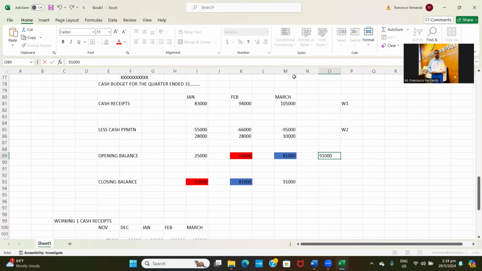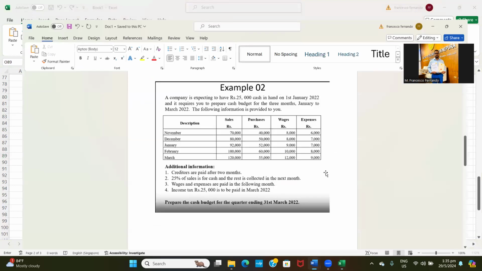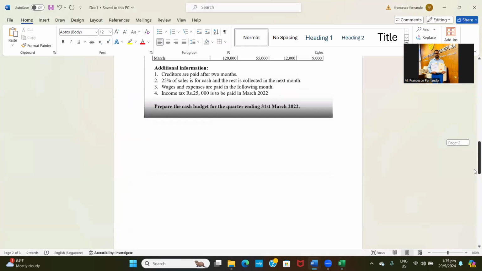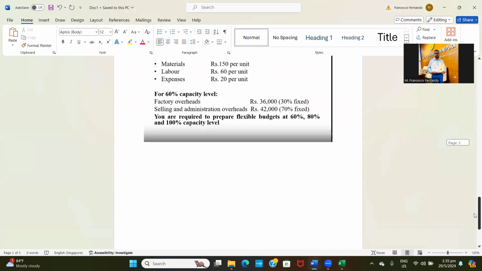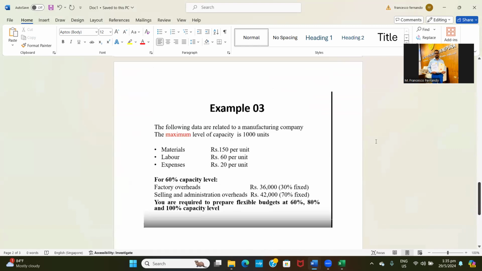And next, we will move on to the last type of budget, right? We'll see the discussion of the next question, which is flexible budgets with the capacity of 60%, 80%, and 100%.